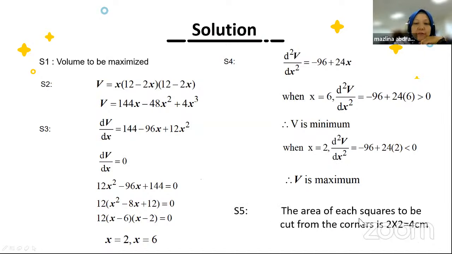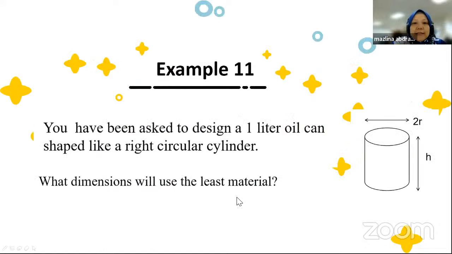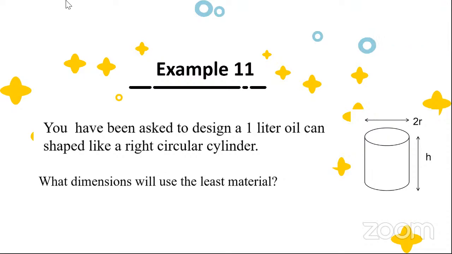Kita confirmkan ya. So the area of each square to be cut from the corner is 2 by 2. Okay, alright. This one class, I give you this question. Okay, sekejap, boleh cepat try. You have been asked to design a 1 liter oil can shaped like a right circular cylinder. What dimension will use the least material?